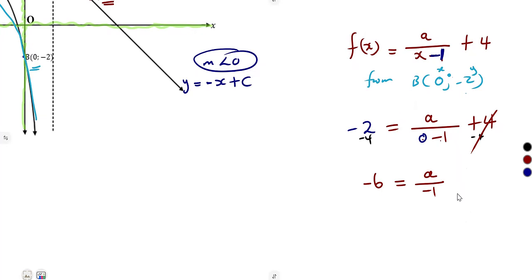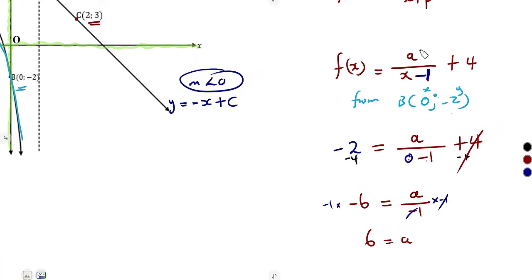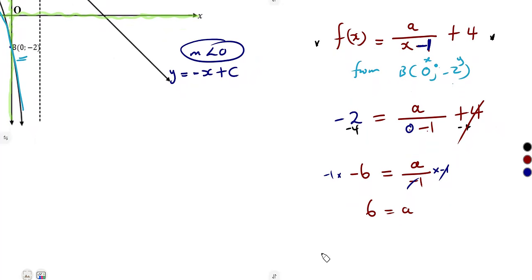You can just multiply by negative 1, it's up to you, just to get rid of this. So our A is going to be positive 6. We have got the value of A. That was the only part missing on our equation. Therefore, we can conclude that our f of x can be written as 6 over x minus 1 plus 4. So that is what you're going to have at the end.